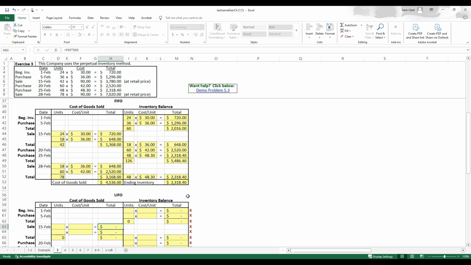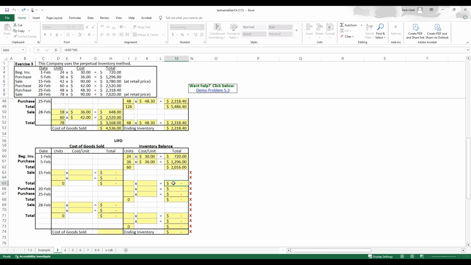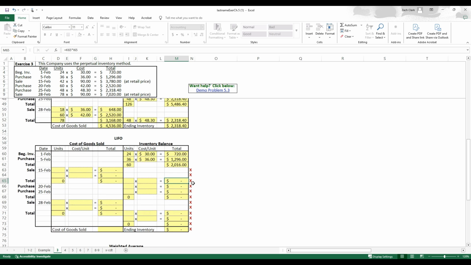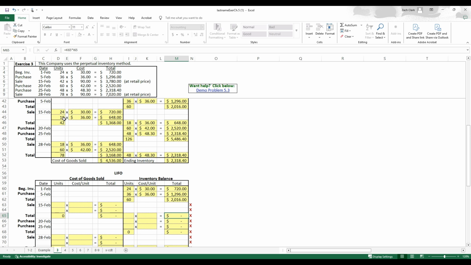So that's FIFO. Now let's come through and look at LIFO. I'm just going to copy these down, since the first two parts are the same. Oh, it's already formatted. That's kind of nice. It's already got some of the stuff built into it. That's funny. Great. Okay, so there's that. Then we have the sale. But like I mentioned before, with LIFO, we're going to go last in, first out.